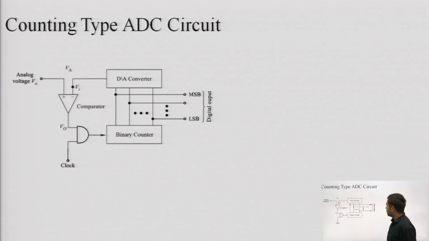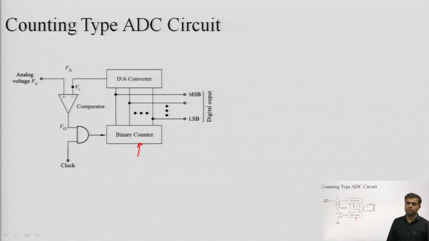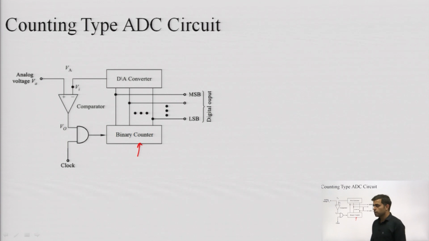Now coming to the counting type A to D converter. So the counting type A to D converter has a simple architecture compared to the previous one. In this, the programmer has been replaced by the binary counter. By doing so, what benefits can we extract? We can say that from this arrangement there will be no approximation, it will be a counting operation and it will start from 0, 0, 0.